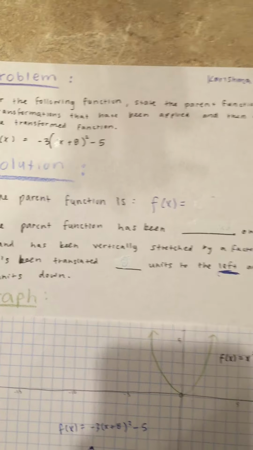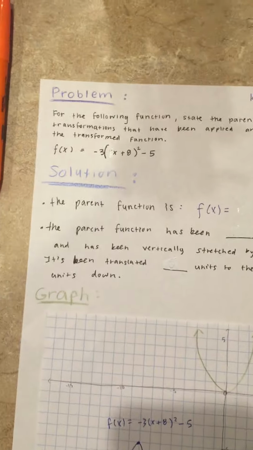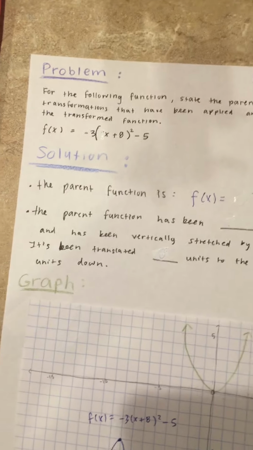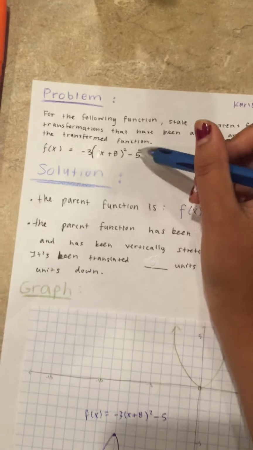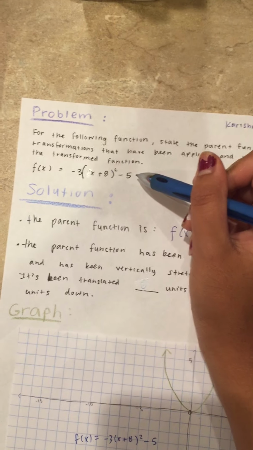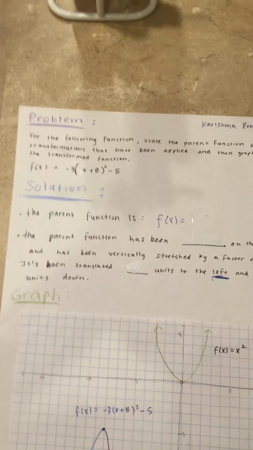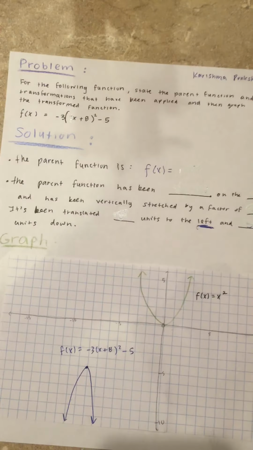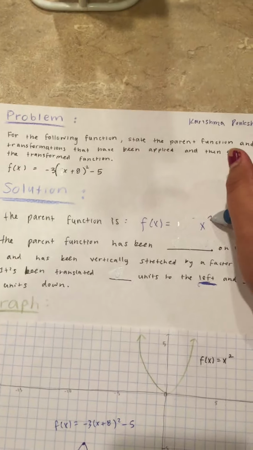The problem here is that for the following function, state the parent function and the transformations that have been applied, and then graph the transformed function. So the function that we're given is f of x equals negative 3 times (x plus 8) squared minus 5. So the first step would be to identify the parent function, which is f of x equals x squared.